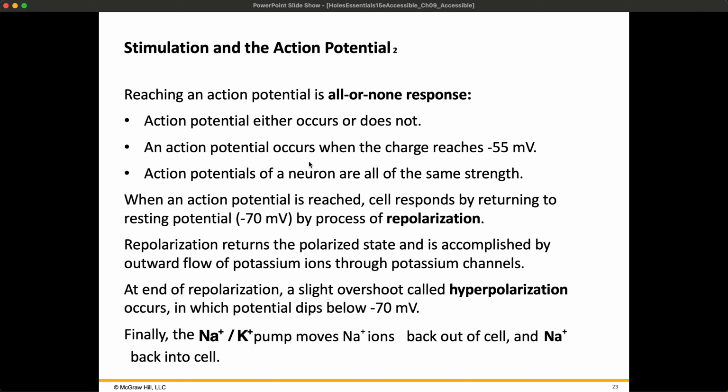And they're always the same strength. Action potentials of a neuron are all the same strength. You're not going to have a weaker or lesser signal. You may have more or fewer neurons stimulated, but every one that's stimulated is going to be giving a full signal strength.